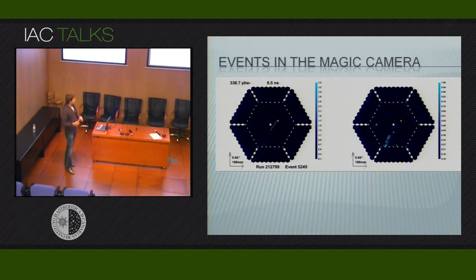It's simply an amount of money. Each of these PMTs costs more than 1,000 euros. I mean, they are very, very expensive. And also, all the readout at the end is very expensive. So the more pixels you have, it easily doubles and triples the cost.